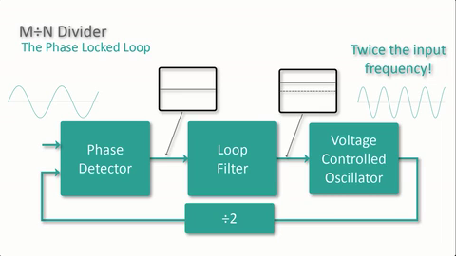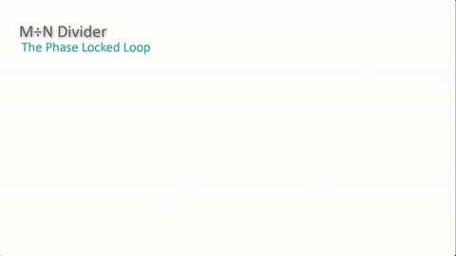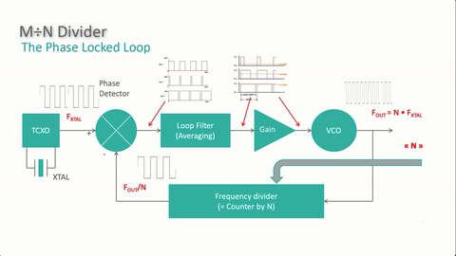Okay, at this point in the discussion, we actually have all the pieces we need to build a frequency synthesizer, but before we go on, I just want to spend a little more time thinking about the PLL. Here's a little more detailed diagram of what goes on inside a phase lock loop. First, let's talk about the phase detector.